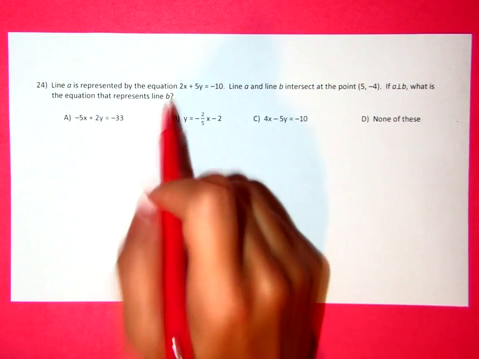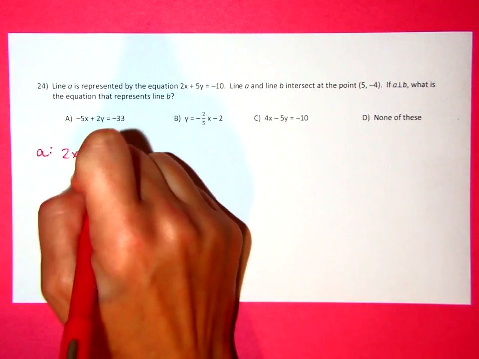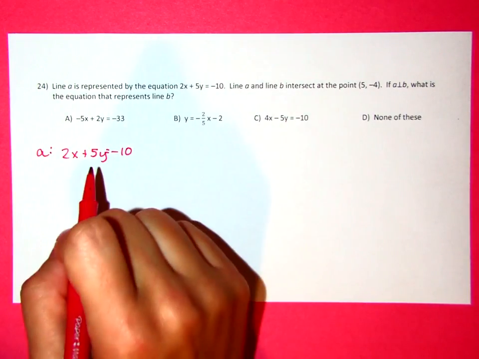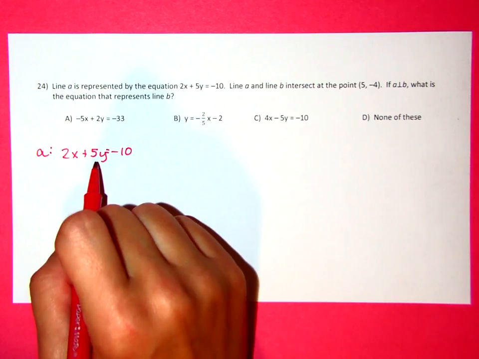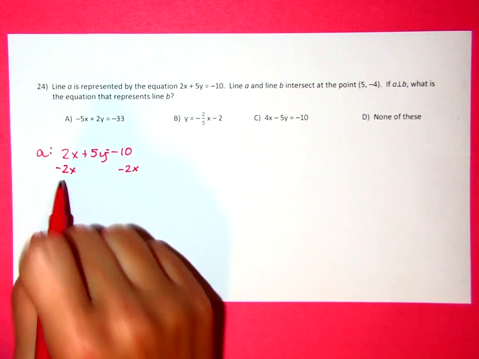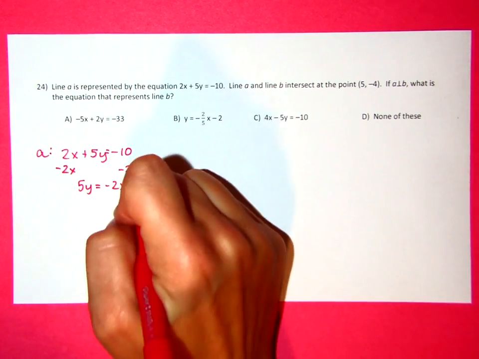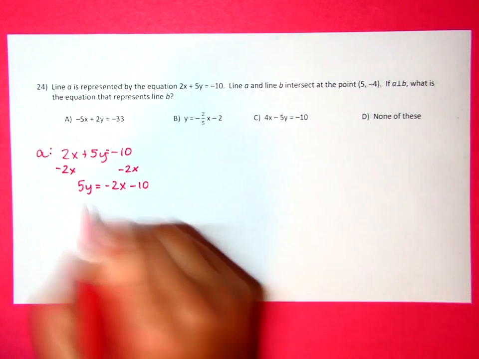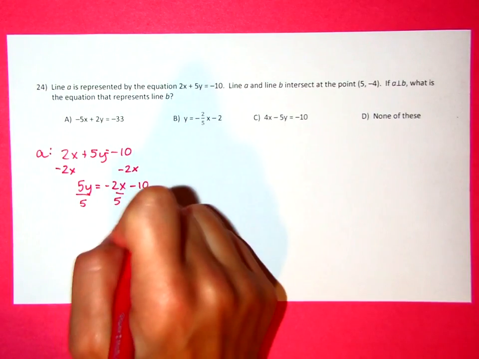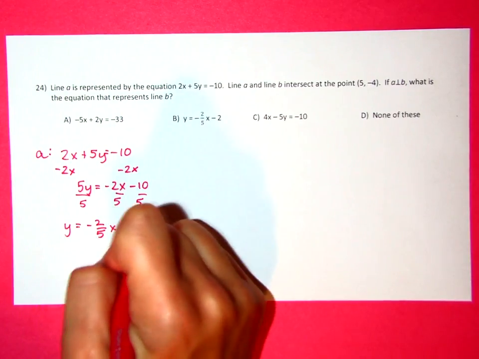That's what we're going to start with, this line A, 2x plus 5y equals negative 10. We've got to find the slope for this line. So the first thing I'm going to do is put it into slope-intercept form. I'm going to subtract 2x from both sides, and 5y is going to equal negative 2x minus 10. Then I'm going to get y by itself because I'm going to divide every single term by 5. That leaves me with y equals negative 2/5 x minus 2.